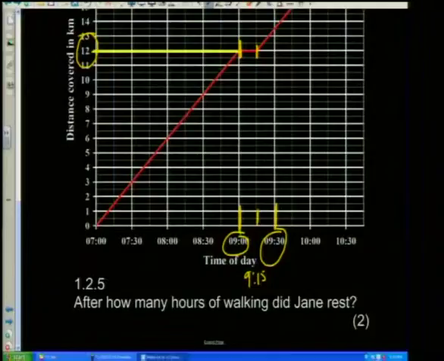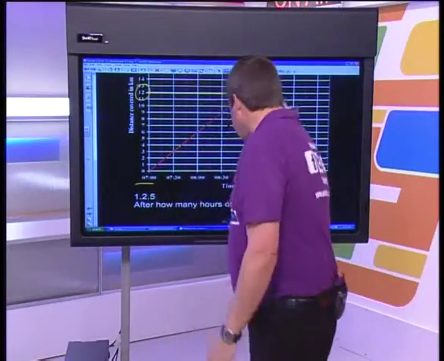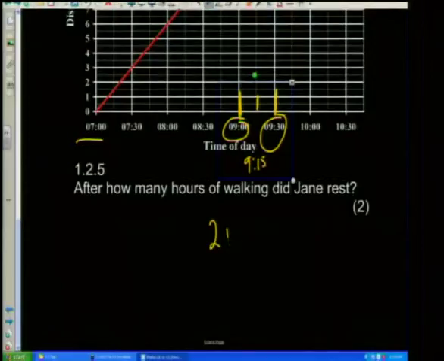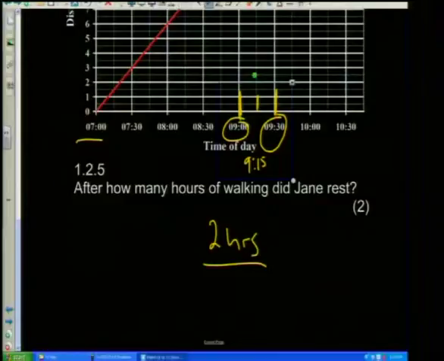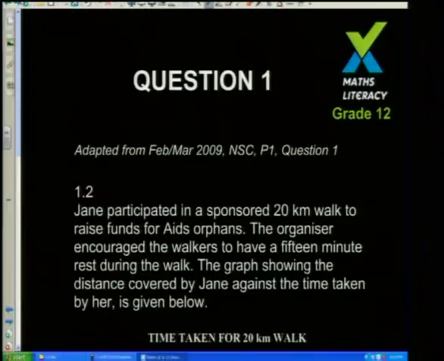Let's read the question. After how many hours of walking did Jane rest? Well, she started resting at 9 o'clock. She started at 7 o'clock. 7 o'clock, 8 o'clock, 9 o'clock. Folks, 2 hours. Okay? So that answer's straightforward. After 2 hours of walking. Take note, it doesn't say what time. It says after how many hours. Right, let's move on to our next question.